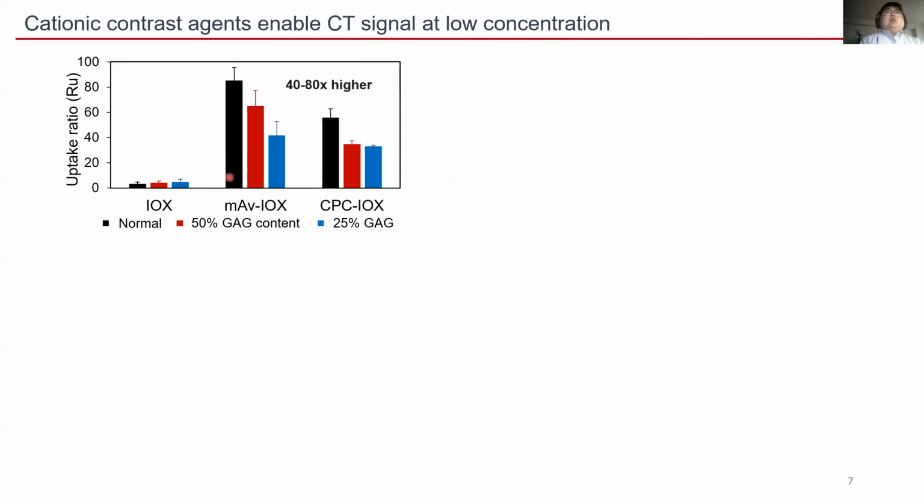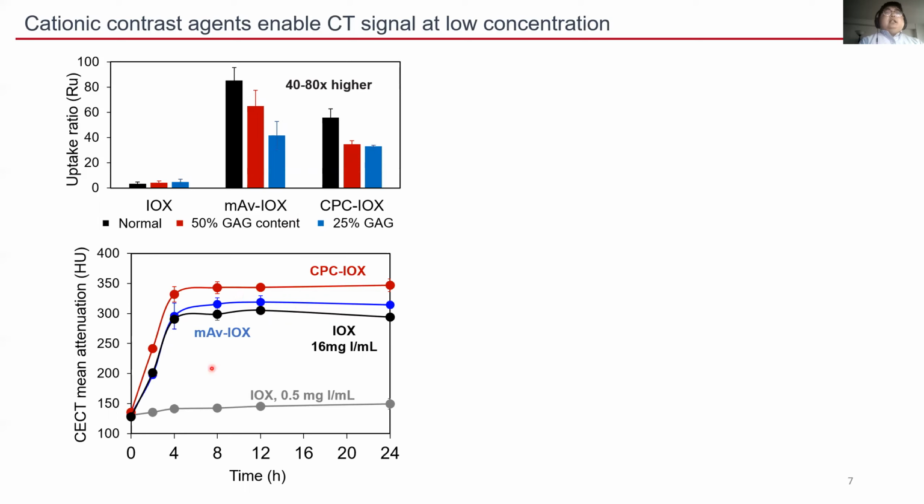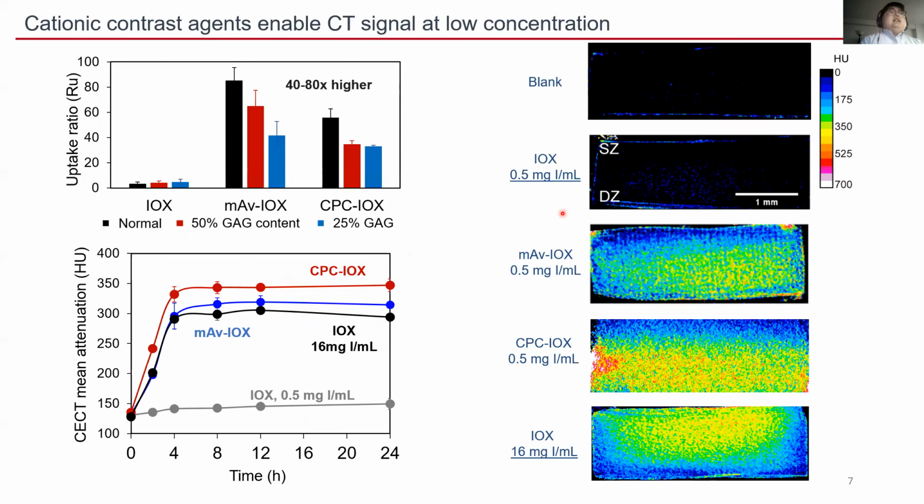We found that both multi-arm iodine LX and CPC LX resulted in about 40 to 80 times higher uptake ratio than LX alone, no matter in normal or GAG-depleted cartilage. Both cationic contrast agents, multi-arm iodine LX and CPC LX, achieved equilibration within a short period of 4 to 6 hours. Now let's look at the CT attenuation images.